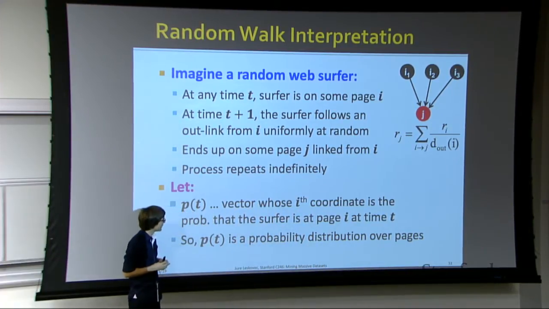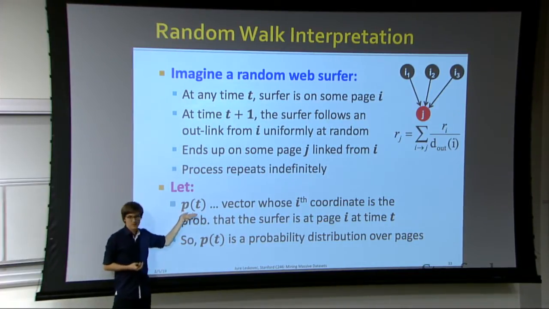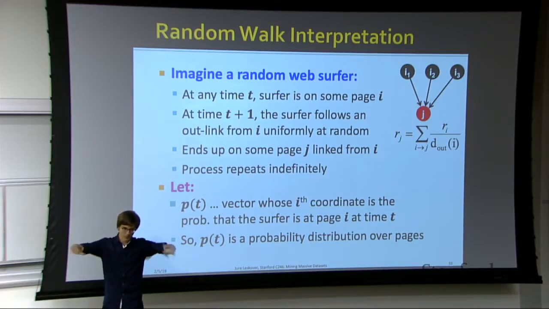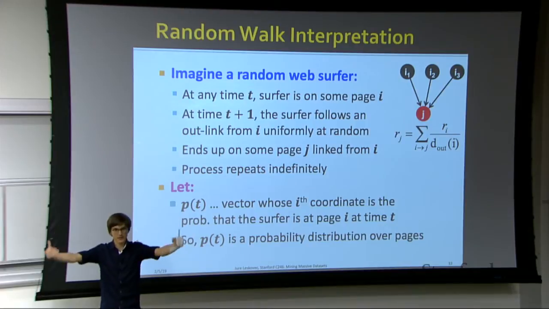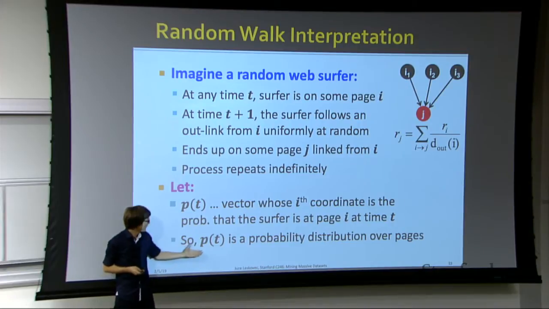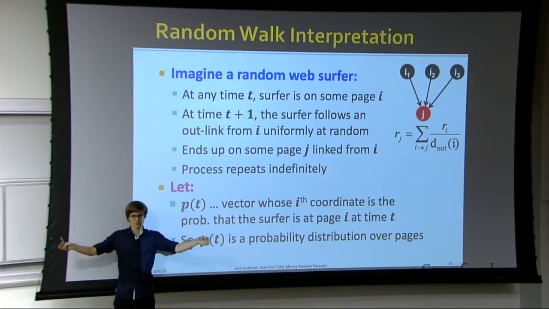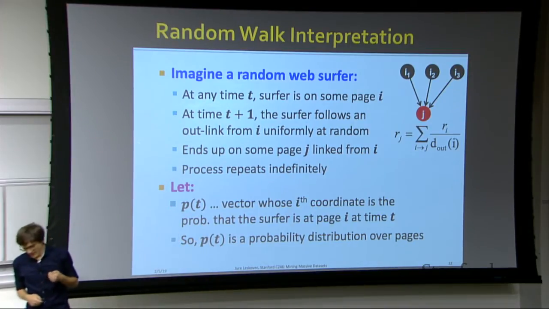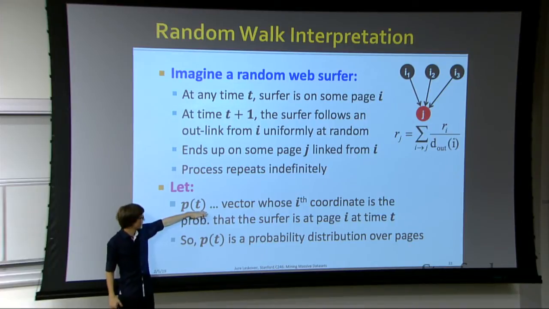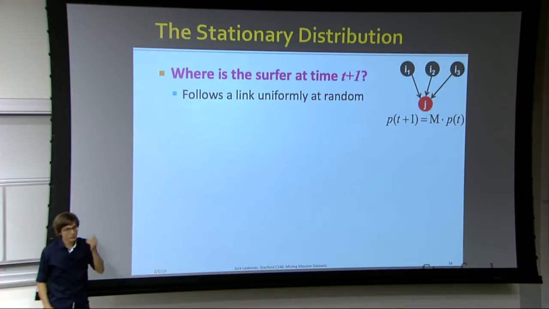What I'd like to figure out is how p of t plus 1 looks based on p of t. Given that I know the probability distribution of the surfer now, when the surfer does one step, how does the probability distribution look? Notice, this is a vector, so this vector is a probability distribution over the nodes. If we have a distribution of our belief about where the surfer is at time t, where will the surfer be at time t plus 1?